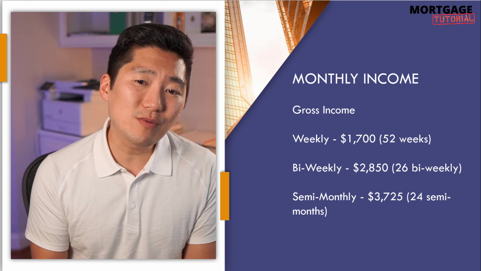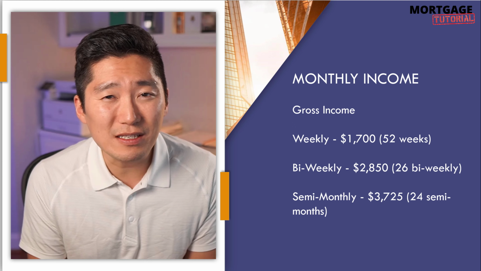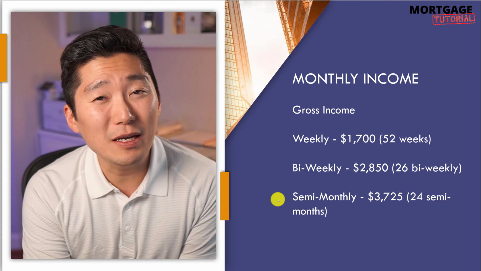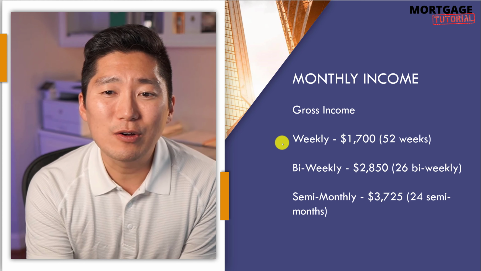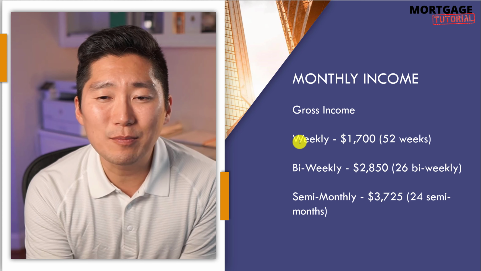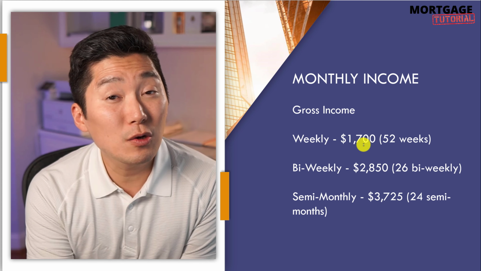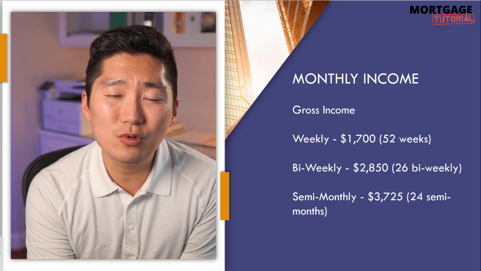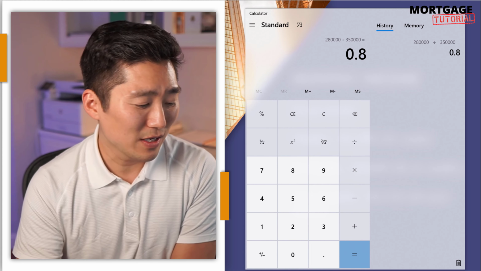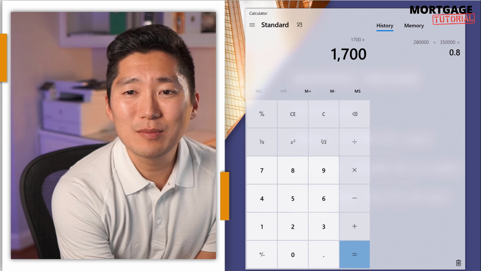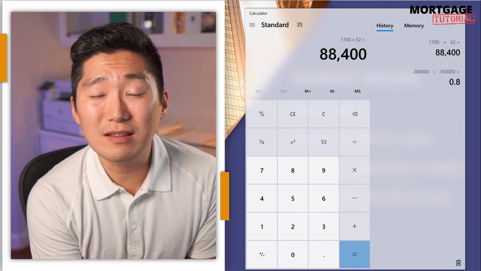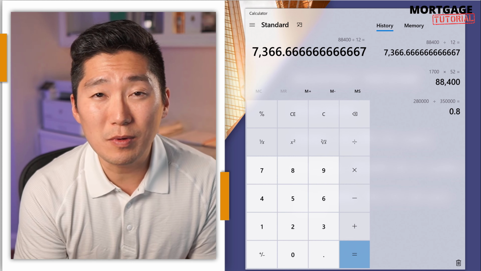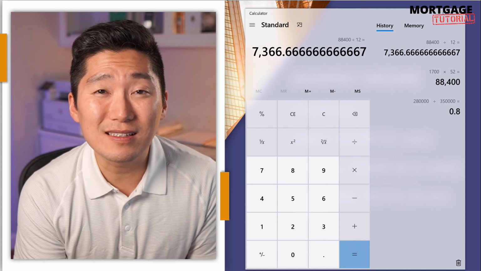So here are 3 ways that typically clients are going to be receiving income through their pay stubs: weekly, bi-weekly, or semi-monthly is how they're going to be getting paid. Now, if it's weekly, let's take a look at this example. This person is getting paid $1,700 a week. There's 52 weeks in a year, so we have to calculate the annual gross income and then divide that by 12. So 1,700 times 52 weeks, this person makes $88,400, divide that by 12, and the gross monthly income is $7,366.67.